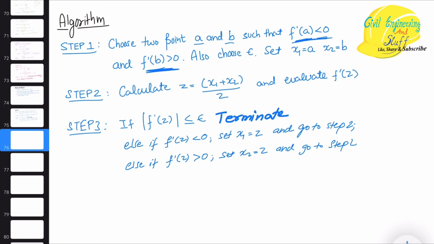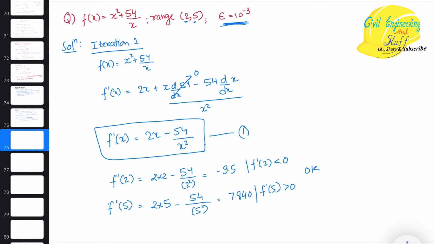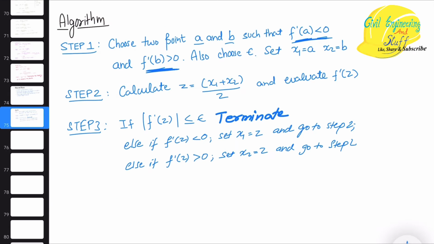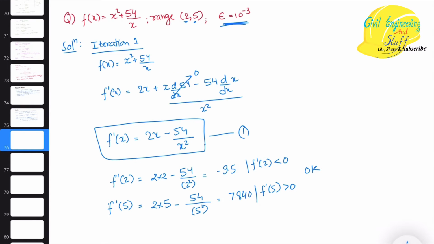We have already been given the smallest number to be 10 to the power minus 3, so we'll take that only. Since these are satisfying, our x1 will be a and x2 will be b. So our x1 is a, which is 2, and x2 is b, which is 5. So we have completed our step 1.